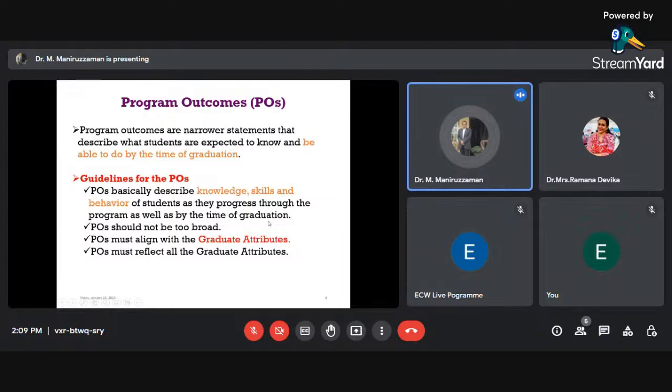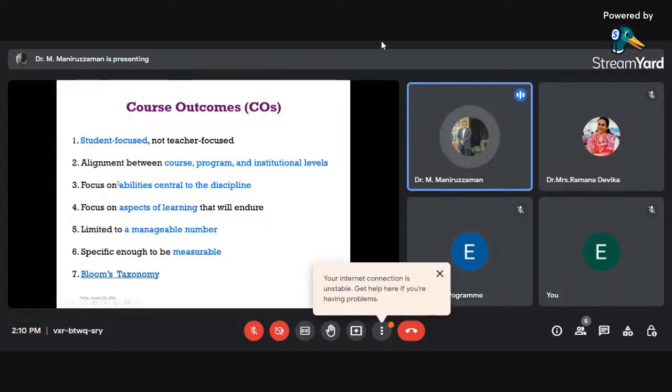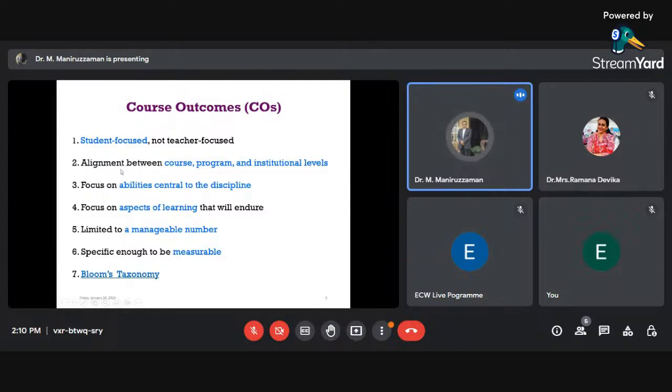And here I have put some points related to course outcomes or intended learning outcomes. They should be student focused, not teacher focused. There should be alignment between course, program, and institutional levels. Focus on abilities central to the discipline.